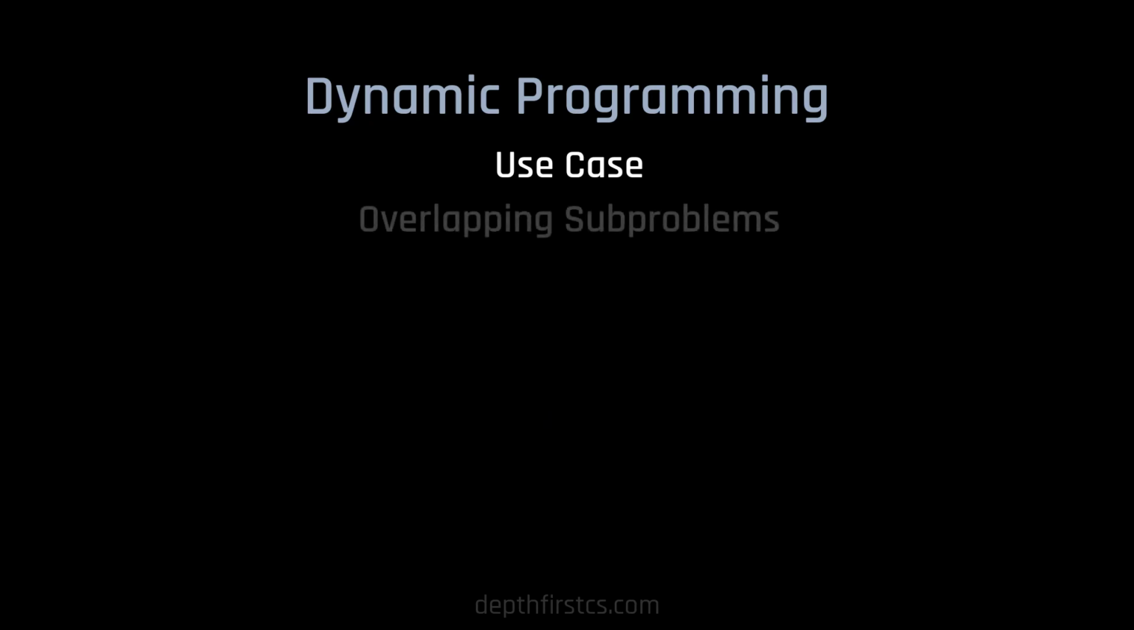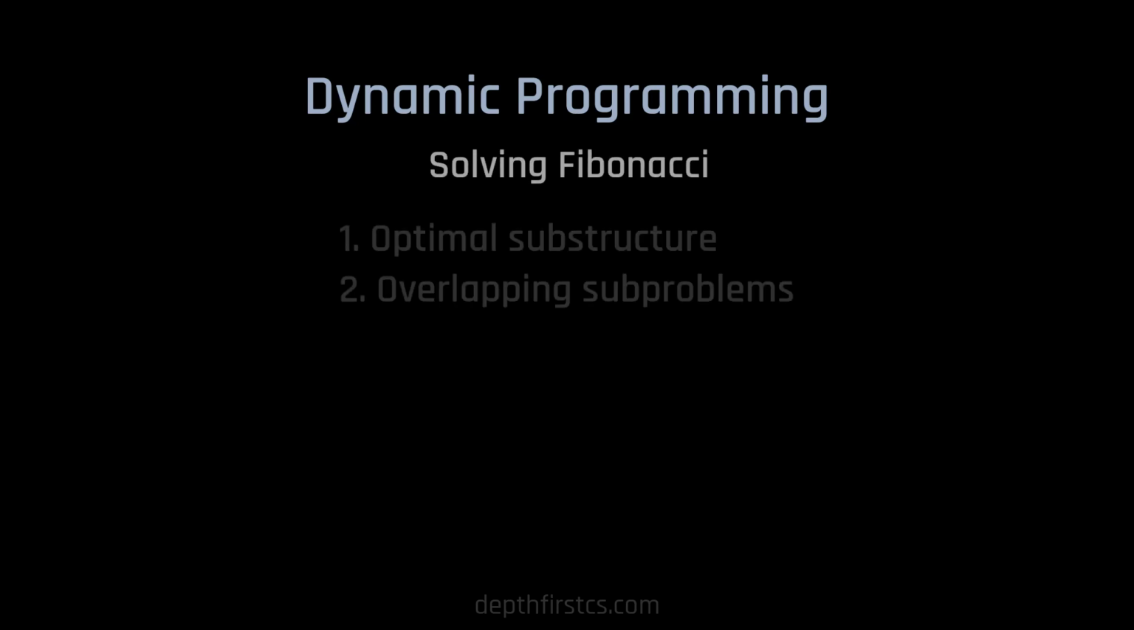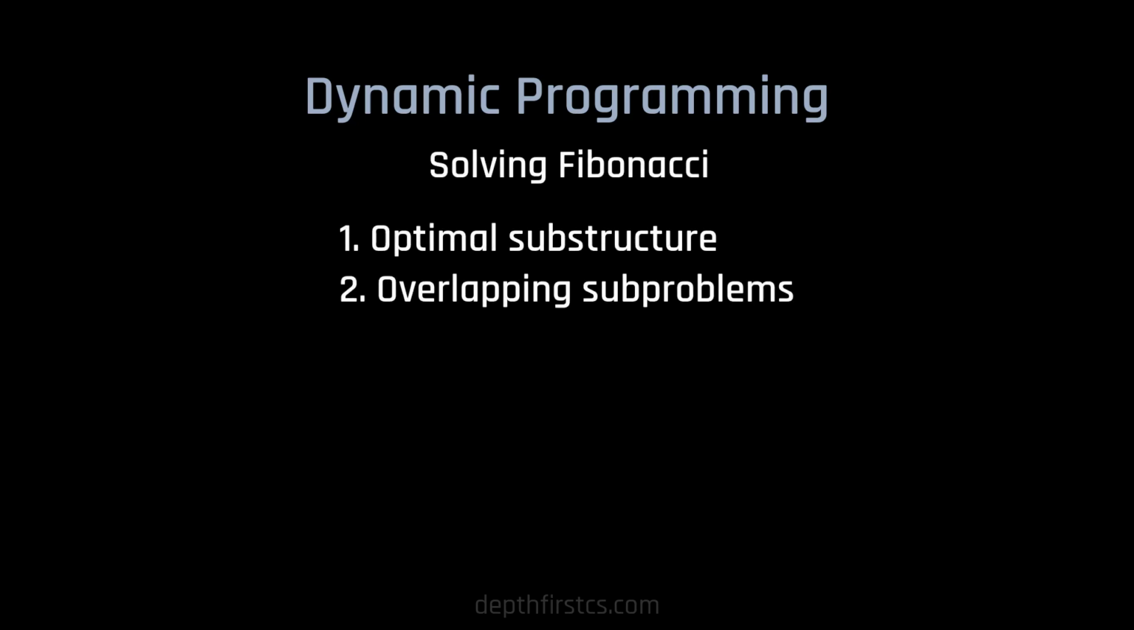When a solution involves solving the same subproblems multiple times, it has overlapping subproblems. For example, the subproblems in the Fibonacci sequence have an exponential amount of repetition. In other words, subproblems share the same partial solutions. Fibonacci is a good candidate for dynamic programming because it has optimal substructure and overlapping subproblems.